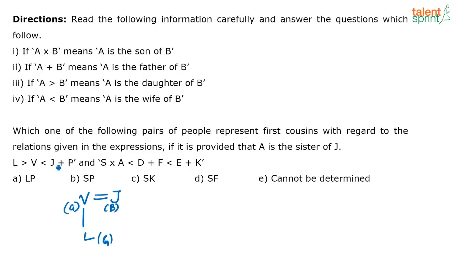Then J plus P. So J plus P means what? J is the father of P. So J is the father of P means these two people have one more child, that is P. Now next, what have they given? A is the sister of J, that they have already given in the question. So I can say A and J are siblings. A is the sister of J means this is a girl.